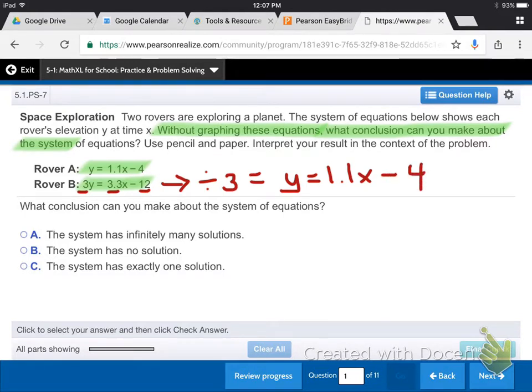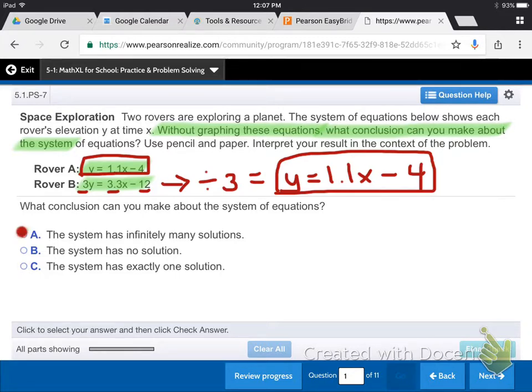So now, what we need to do is compare this equation to this equation. And now we can see that they are identical, which means what? Of course, this system will have infinitely many solutions. So we're going to mark choice A. The system has infinitely many solutions, same slopes and same y-intercepts.